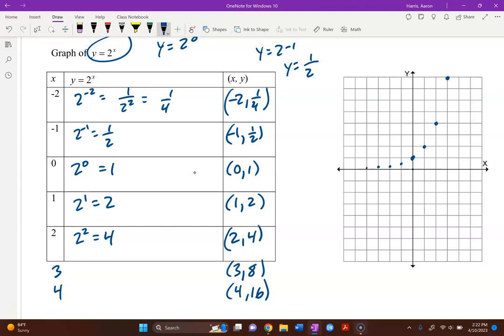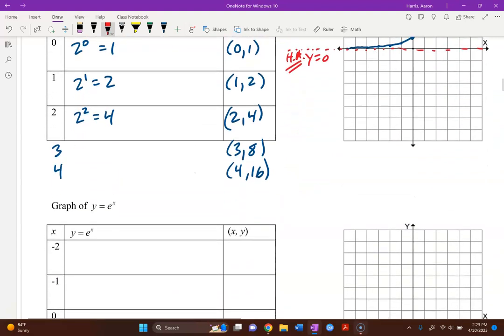It keeps going. See how it's getting lower and lower as I go to the left? That's because we have a horizontal asymptote at y equals 0. That's our horizontal asymptote here. It approaches that dotted line as x goes to negative infinity, as it shoots out to the left. Okay, so that's the classic function, y equals 2 to the x.